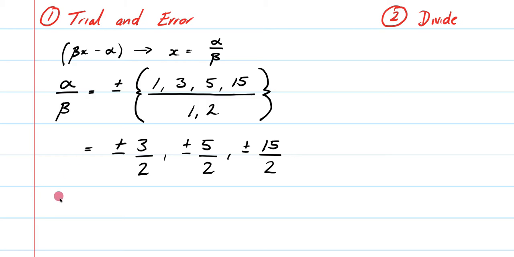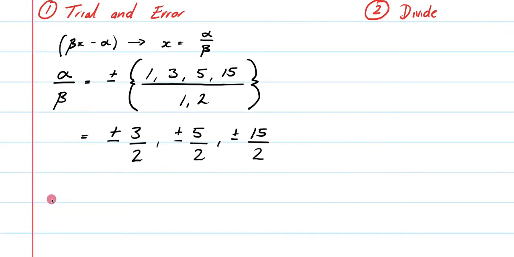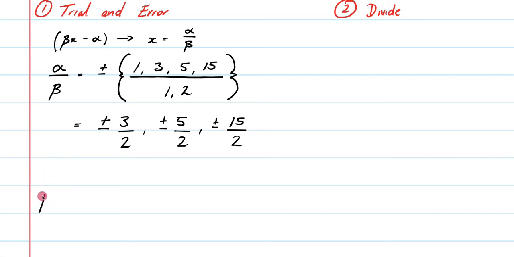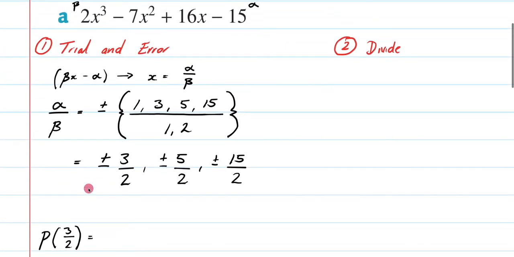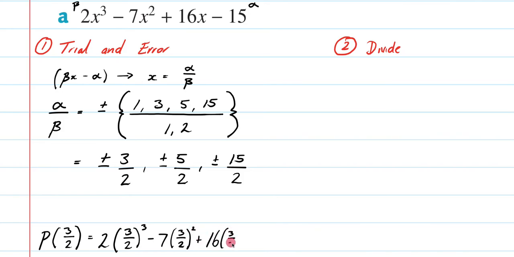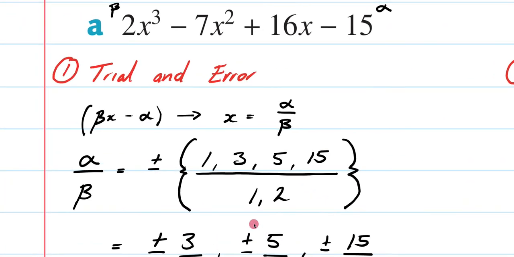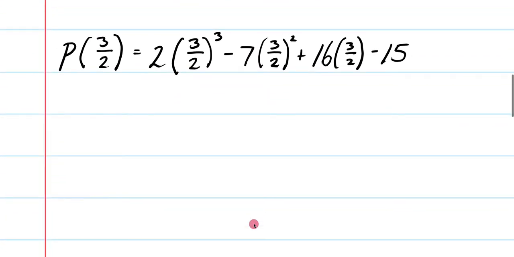So this is where trial and error comes into play, and it's really just atrocious. So let me zoom out here for a second. I have p of 3 over 2, and what I'm going to do here is put this 3 over 2 into this. So into this x spot, I'm putting 2 times 3 over 2 cubed, minus 7 times 3 over 2 squared, plus 16 times 3 over 2, and then last but certainly not least, minus 15. Let me now zoom in, calm down. Let's do some maths. This is the worst part of the job.